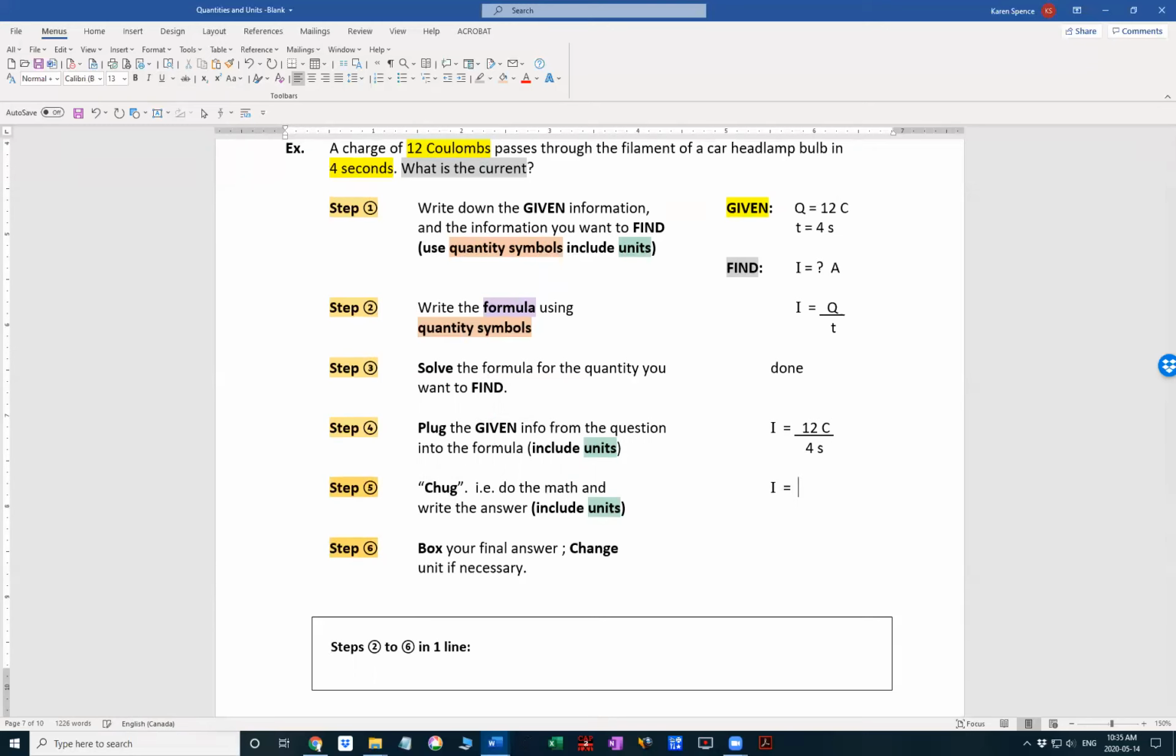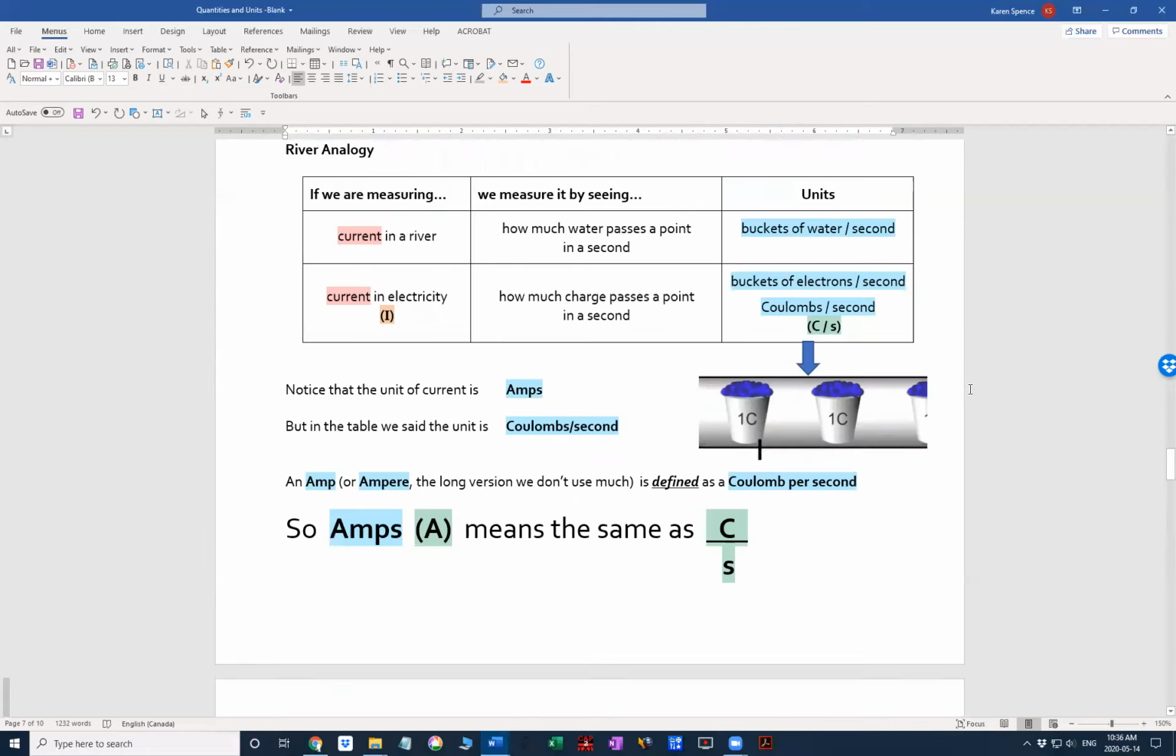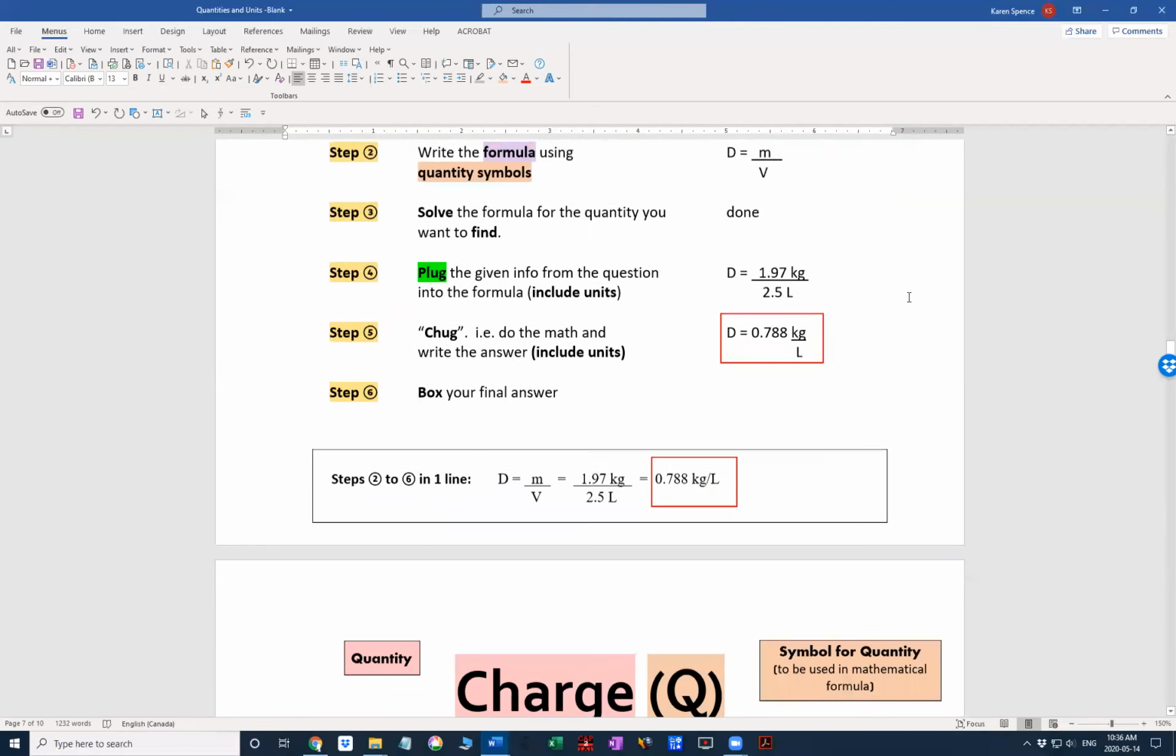So 12 divided by 4 is 3, and my unit is coulombs per second. You'll notice I added something a little bit more here. You're going to box your final answer, and you will change the unit if necessary. Not that it is incorrect to write I as coulombs per second, but nobody ever gives you current in coulombs per second. So let's rewrite it as 3 instead of coulombs per second. The same thing as coulombs per second is A, which stands for amps or amperes. And we will box that. There's my box.